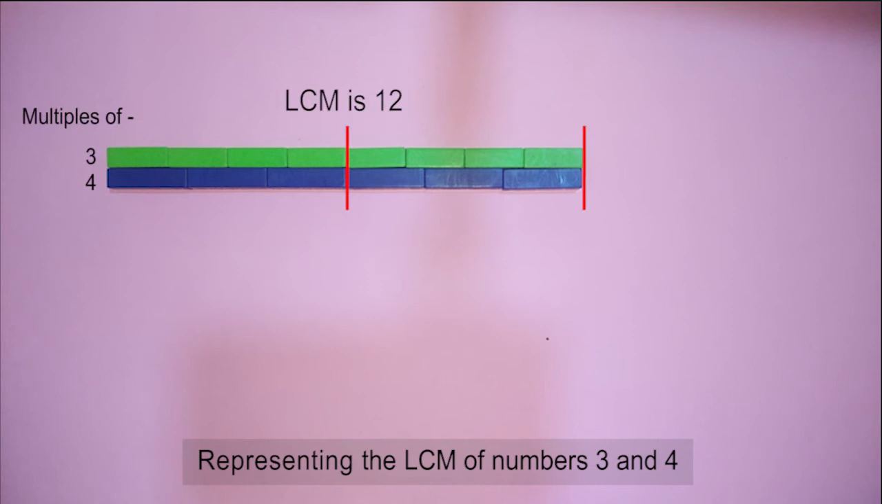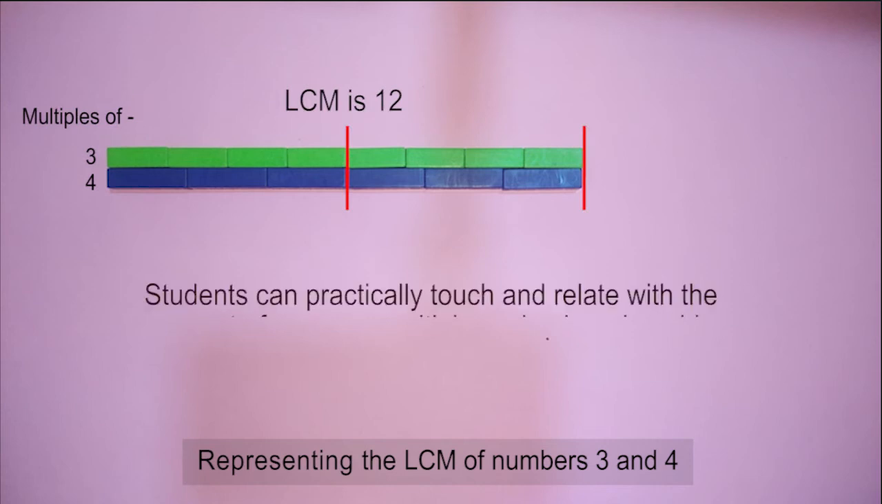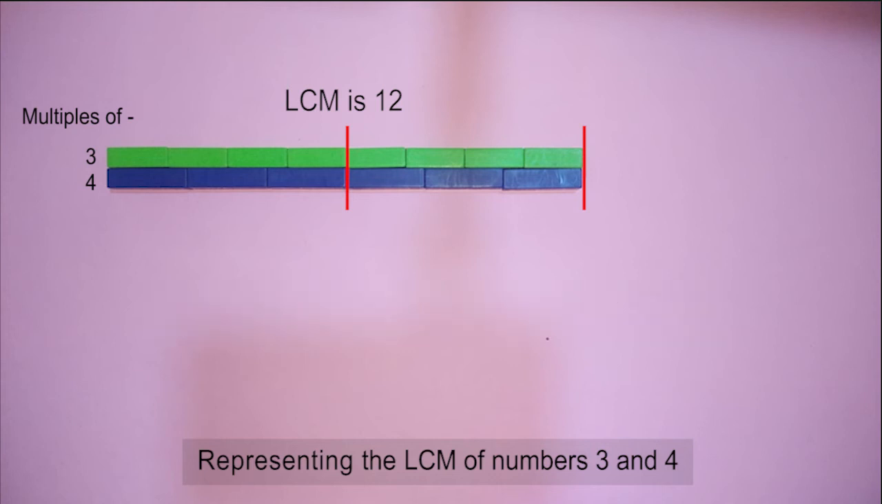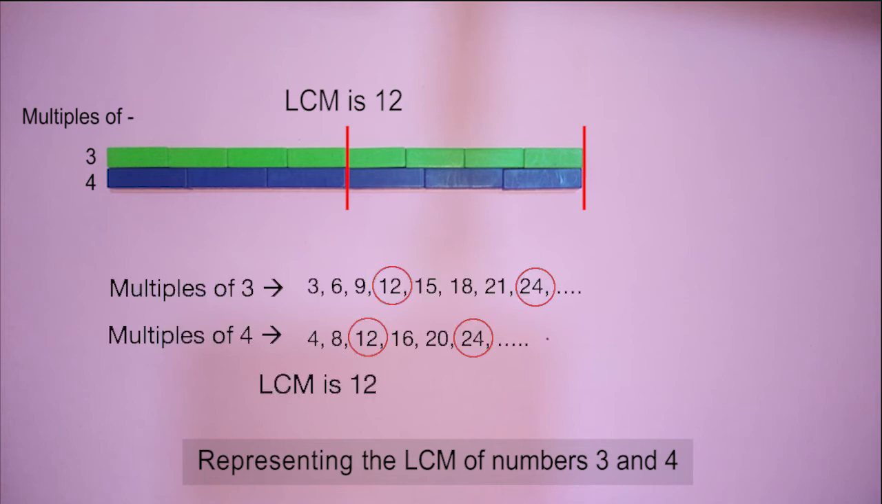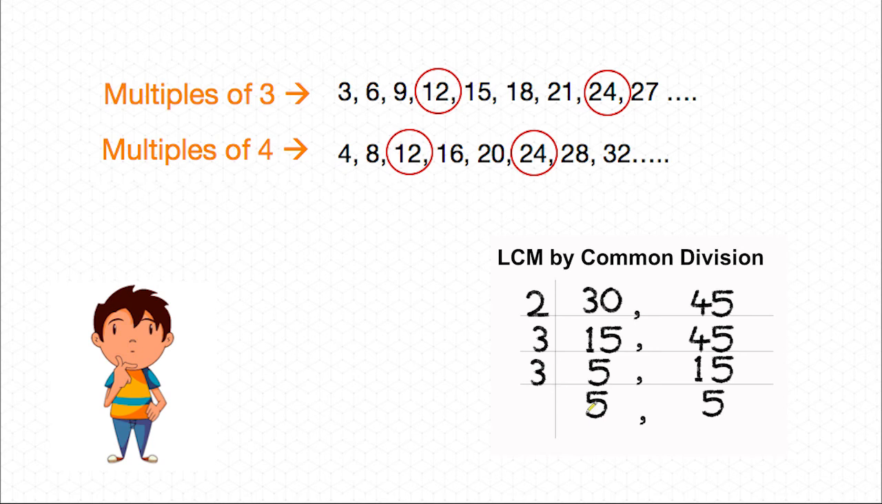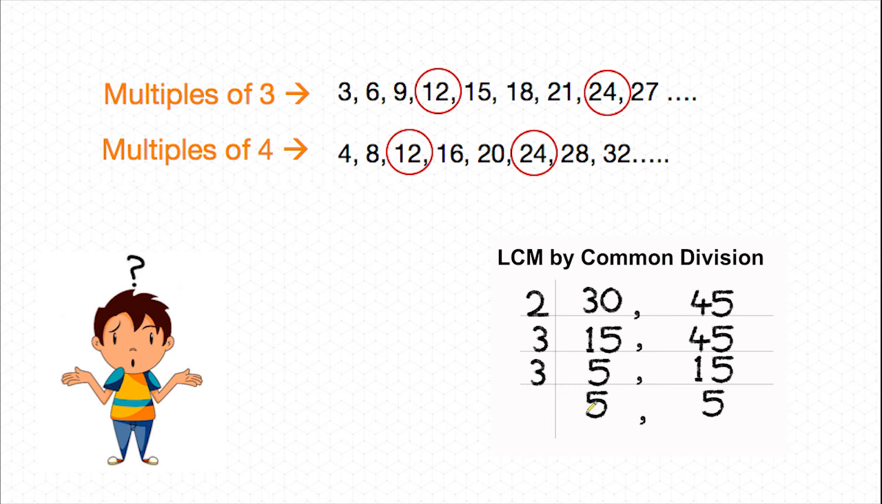Now using learning aids this way, your students can practically touch and relate with the concept of common multiples. And once they've understood the idea, they can find it much easier to perform these operations in the abstract form. Unfortunately, many schools and programs still teach students how to identify common multiples directly in the abstract using multiplication tables or the long division method. However, because of this abstract procedure, most children don't understand what exactly they're doing or why these procedures work.